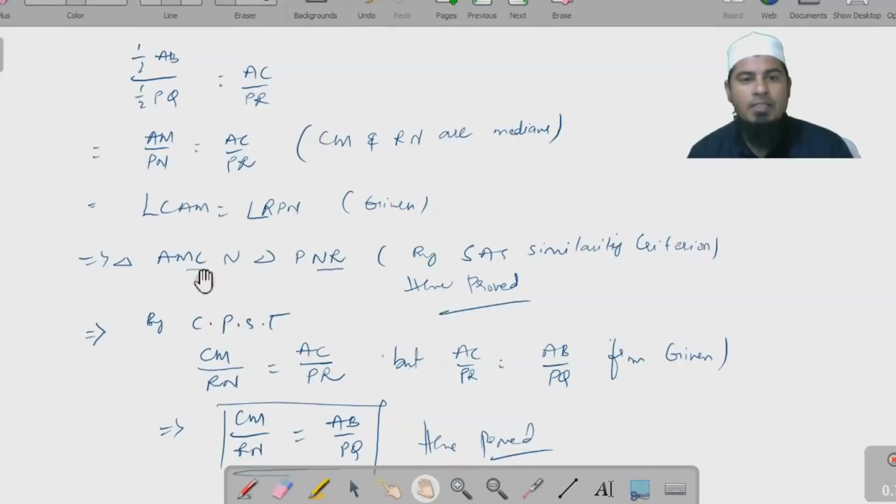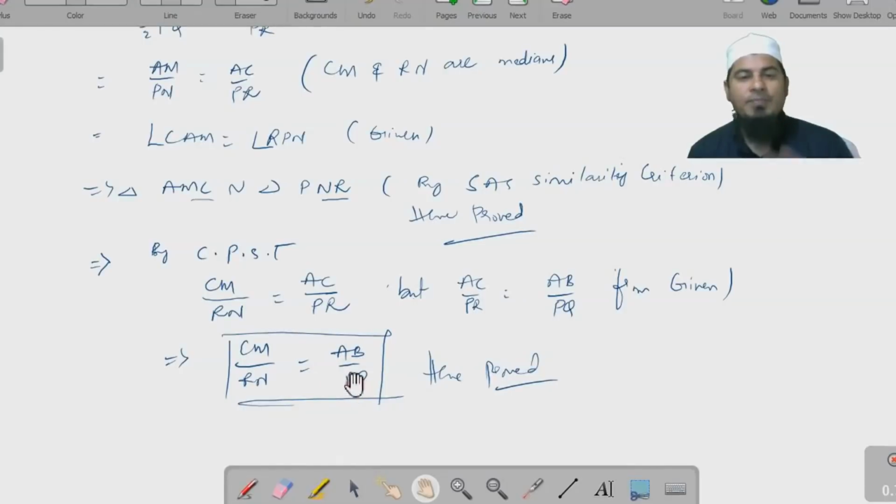CM by RN is equal to AC by PR, but AC by PR is already equal to AB by PQ, which is given. Therefore we can conclude this. That is, the second bit is also completed.